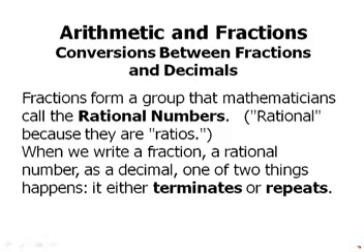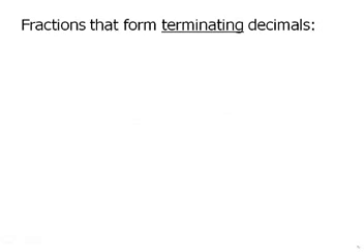Well, those are fancy words. What does that mean? Fractions that form terminating decimals. Terminating simply means coming to an end. So very simply, if we write 1/4 as a decimal, it's 0.25. After 2 places, the decimal just comes to an end. There's no more decimal after that. There are just 2 decimal places. That's a terminating decimal.